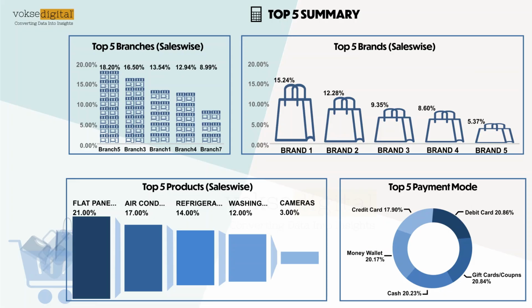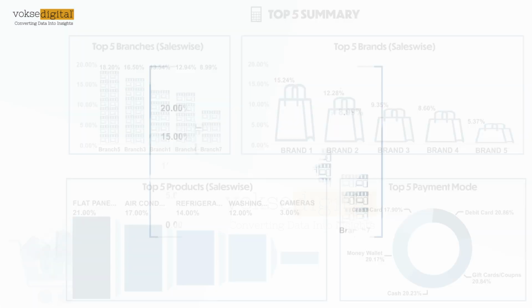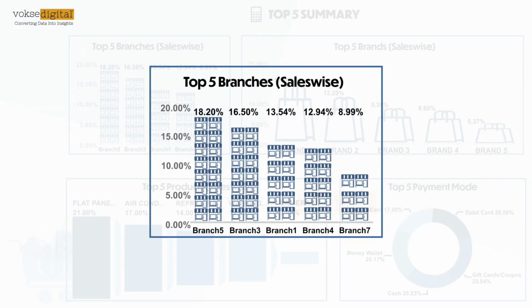rows of data. For instance, this chart highlights the top 5 branches by sales. You can instantly see that the leading branch holds 18.2% of total sales, while the lowest is at 8.99%. These metrics help you identify high and low-performing locations at a glance.